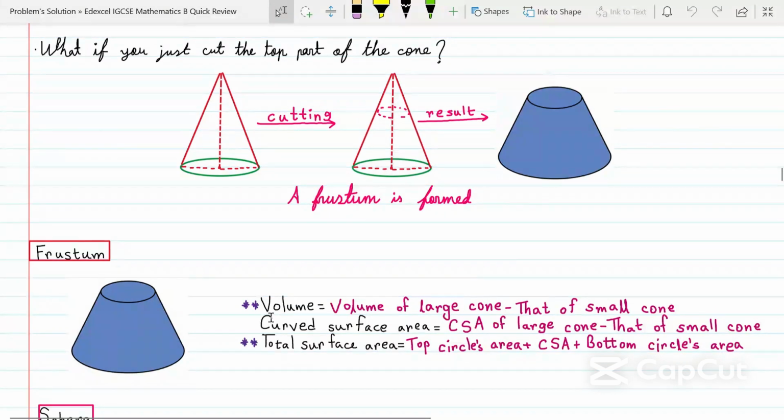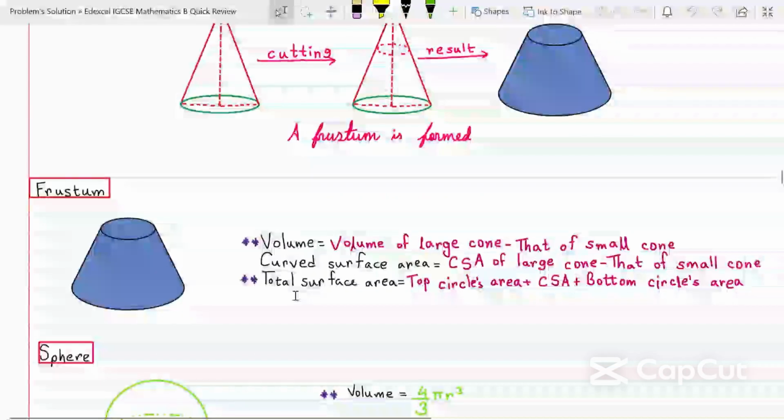Now the curved surface area for the frustum is basically the curved surface area of the large cone minus the curved surface area of the small cone. And the total surface area equals the top circle's area plus the bottom circle's area plus the curved surface area. A simple concept. Now the next we have is a sphere.